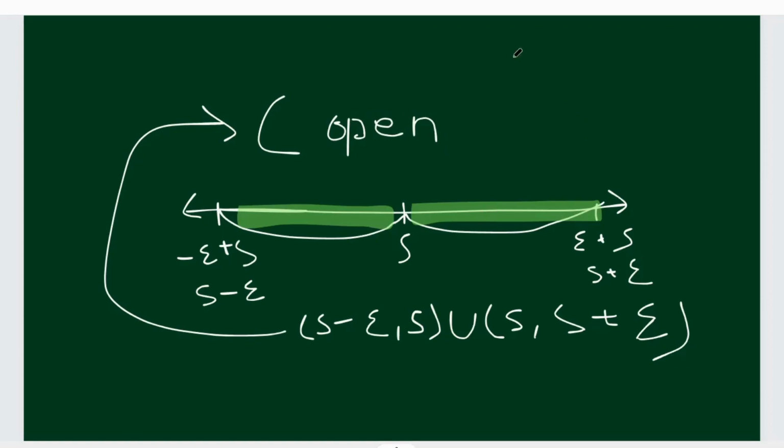Now, in an open bracket, the border values are not included. The border values in this case are 5 minus epsilon and 5 plus epsilon. Those are the border values, and the open brackets do not include the border values. However, a closed bracket, like the square bracket, does include the border values. But we're looking at an open bracket in this case. So this deleted neighborhood consists of two parts with open brackets.